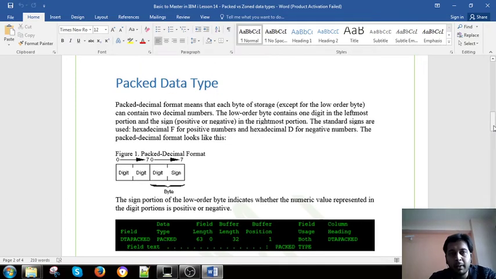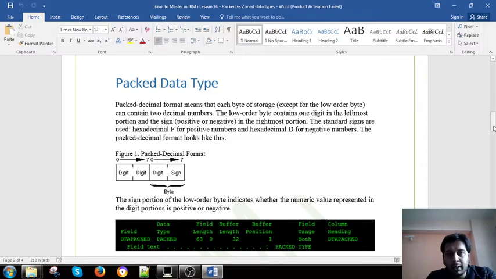Hello friends, welcome again to this IBM session. In this session we discuss the difference between the packed and zone data types. Packed is the default data type, so if you do not declare a type on a field, it is packed.